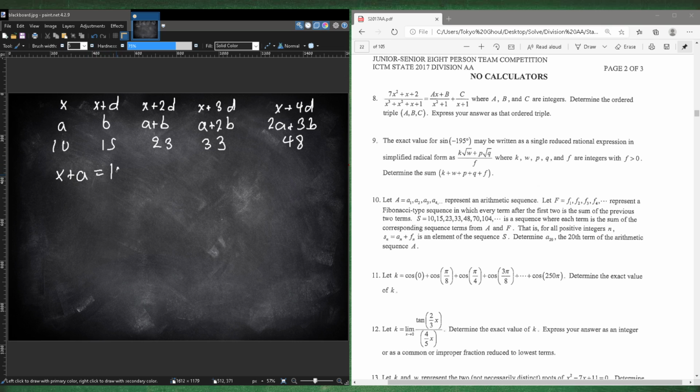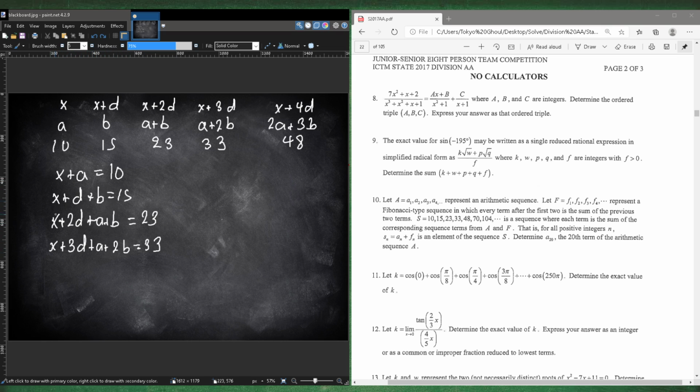So x plus a equals 10, x plus d plus b equals 15, x plus 2d plus a plus b equals 23, and then x plus 3d plus a plus 2b is 33. We're probably not going to use x plus a because there are only 2 variables and it won't really take much away from the others. So we could subtract the second from the third and the fourth.